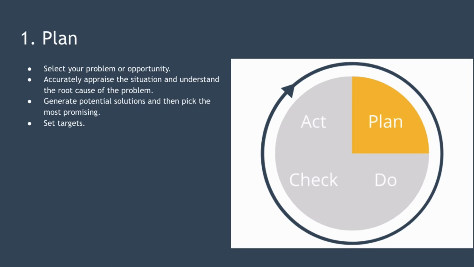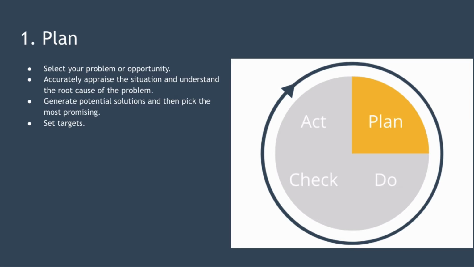So the first step of the cycle involves selecting your problem or opportunity. Maybe your website turns off customers or your marketing campaigns aren't achieving the results you desire. Whatever the issue, you must first aim to accurately appraise the situation and understand the root cause of the problem. Now, once you've done that, you can generate potential solutions and then select the most promising solution.